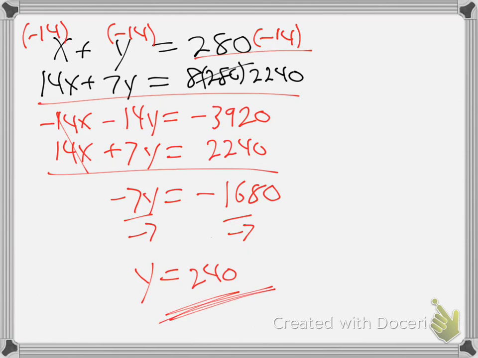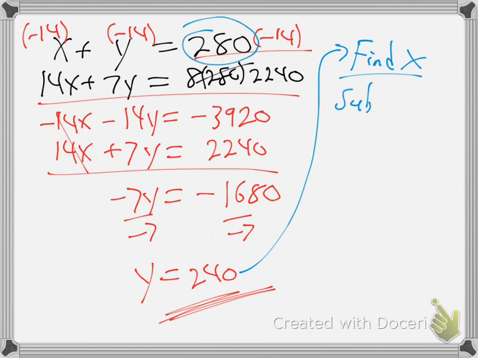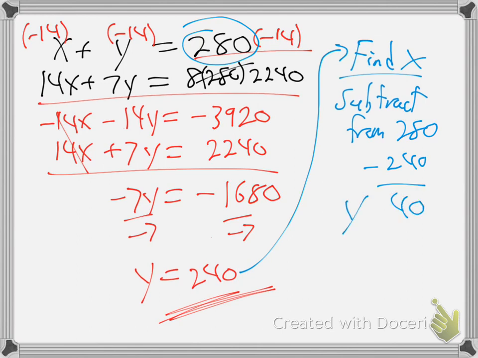So that's y. And now to find x, you could just plug in, or you could just subtract from 280. Remember, 280 is the total. So 280 minus 240 leaves 40. So x must be 40. Same thing as plugging in. If you plugged in, you'd get the same answer. So x is 40.